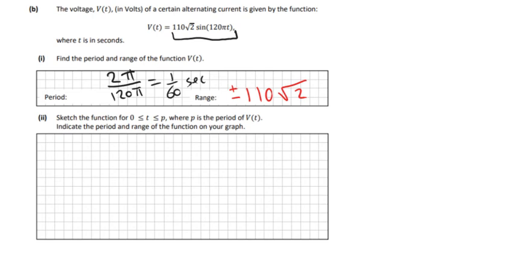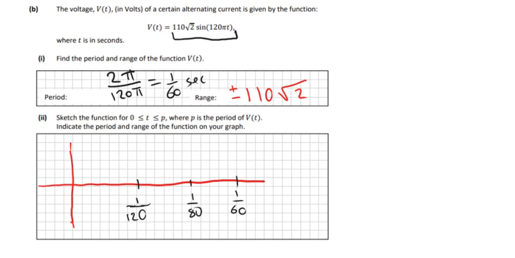Right, so for the second part you have to sketch the function. So just putting in my axis here like this. Now we have to indicate the period and the range. So the period, the 1 over 60, we'll put it here, and then we can put in some other values. 1 over 120 has to be halfway, so 1 over 120 is halfway between 0 and 1 over 60. And then 3/4 of the way would be 1 over 80. And then 1/4 of the way would be 1 over, and we double 120, so it would be 240.